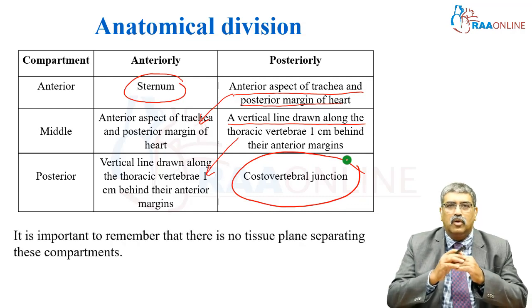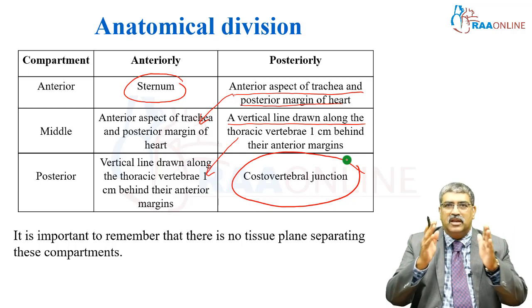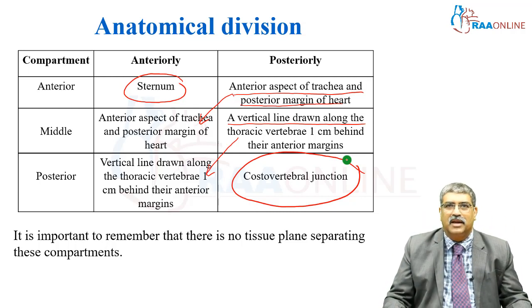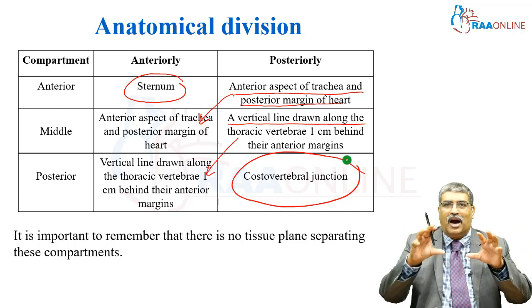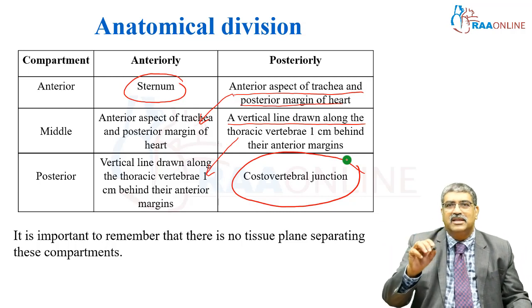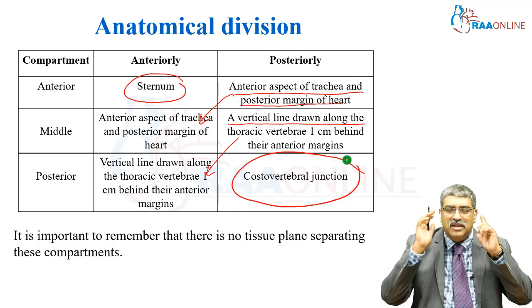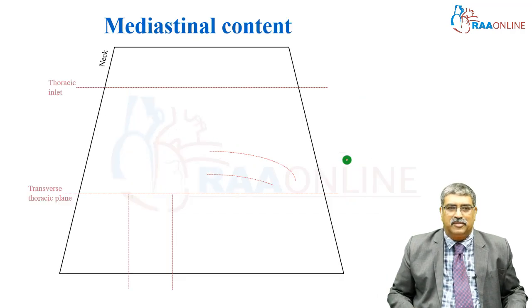Why do you have to know about these three divisions although there is no tissue plane separating them? Because each mediastinum has some particular arteries, veins, organs and everything, so that location will help us to decide on the surgical as well as the anesthesia management.